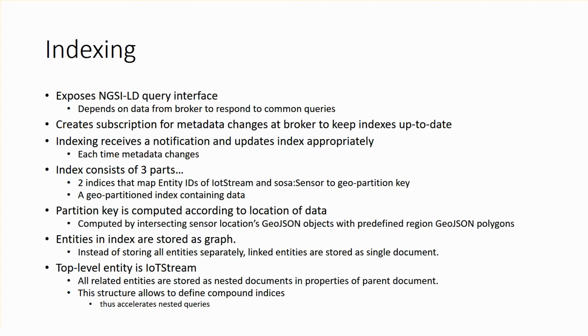The partition key is computed according to the location of data, computed by intersecting sensor locations and JSON objects with predefined regions in the form of countries. It then stores the entities in the index as a graph, with the top level entity being the IoT stream.